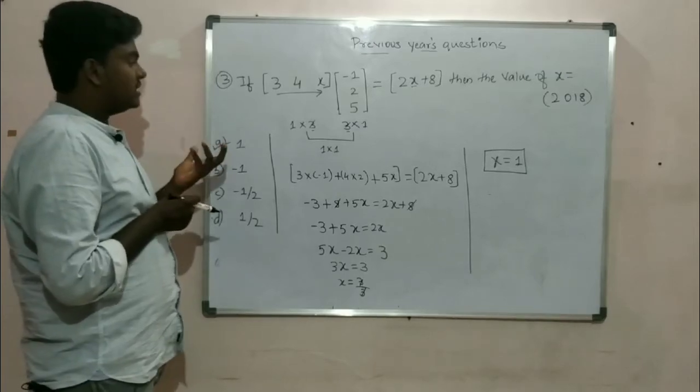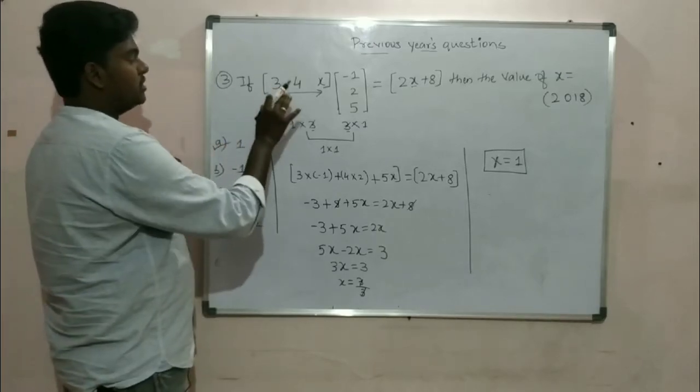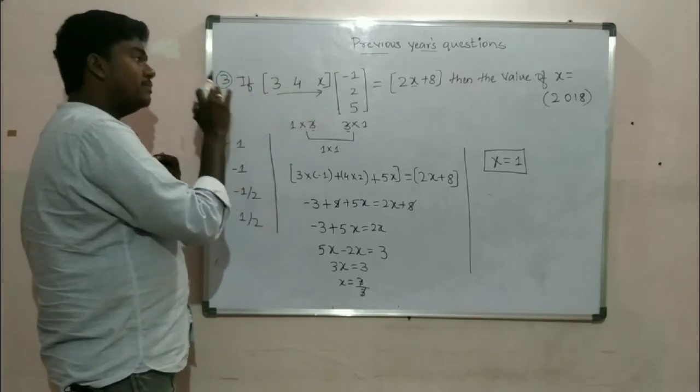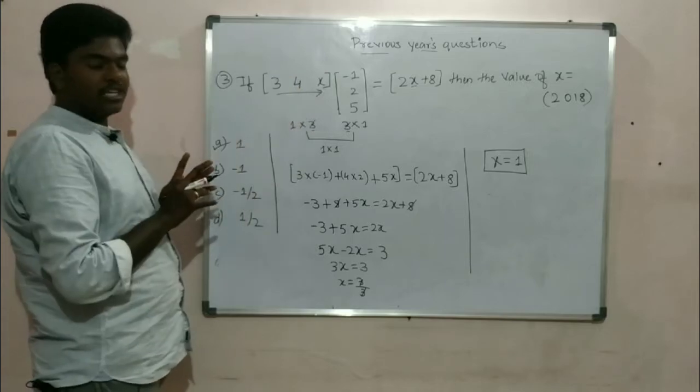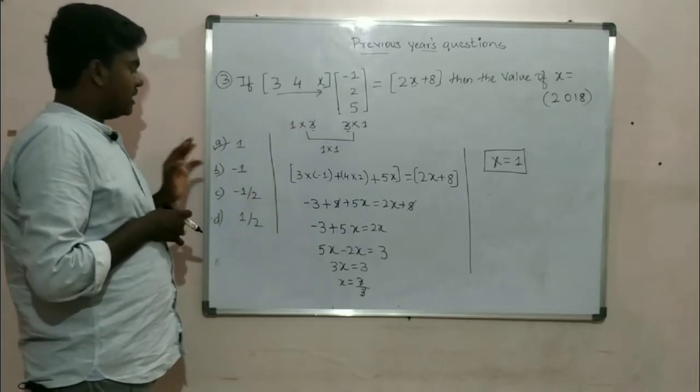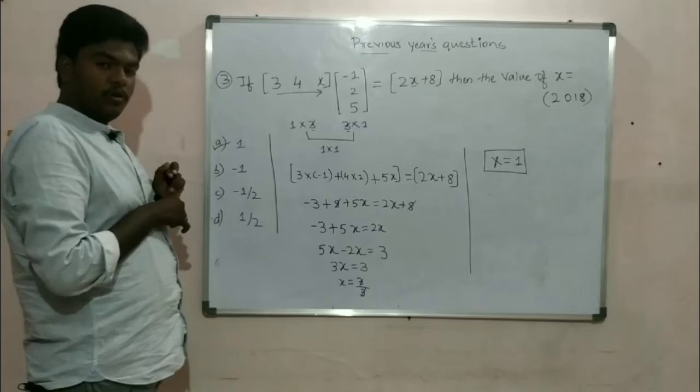Okay, so please listen carefully. First criterion is to check whether the product, that is the multiplication of matrices, is possible or not with this method. Then go for multiplication. You will get the answer. So x is equal to 1 is the right answer for this problem.